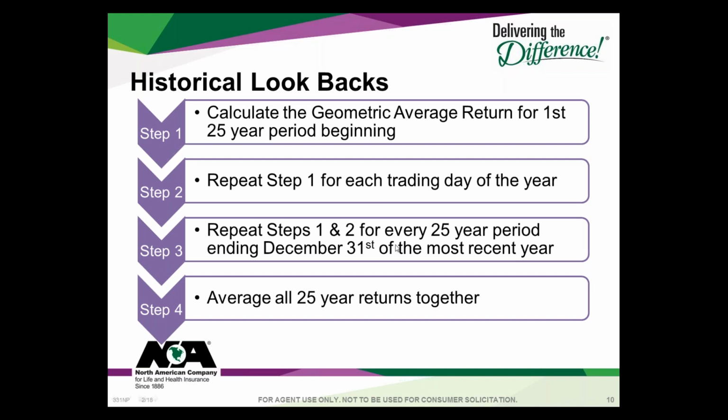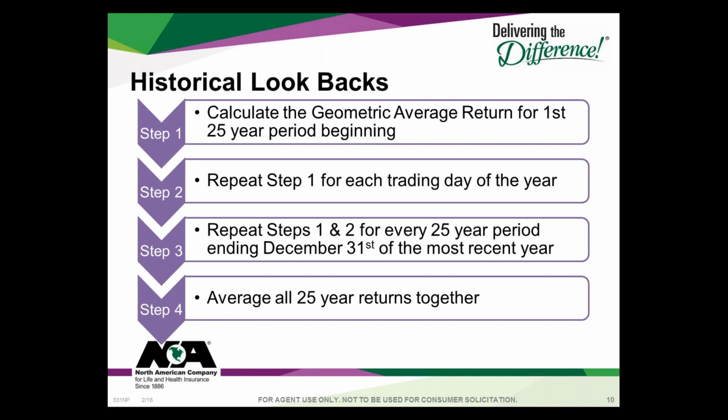And then we repeat that all the way back for the last 65 years, and we average all of those together. That's how we come up with our historical lookbacks, the maximum illustrated rate: we have a series of 25-year returns over a 65-year period. All of those data points come to over 10,000 different data points. We average all those together, and that's how we come up with our historical lookback.